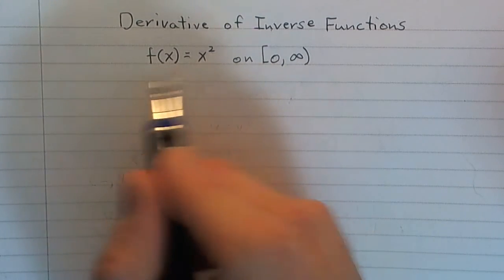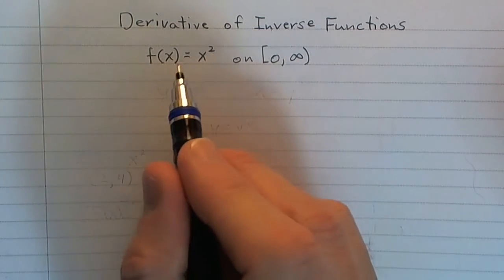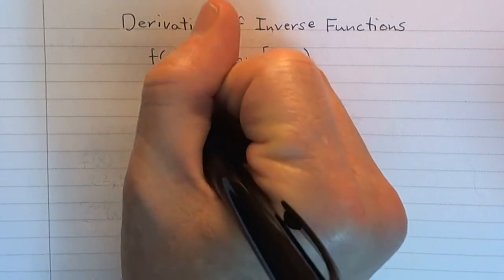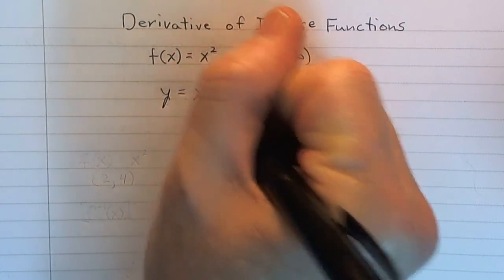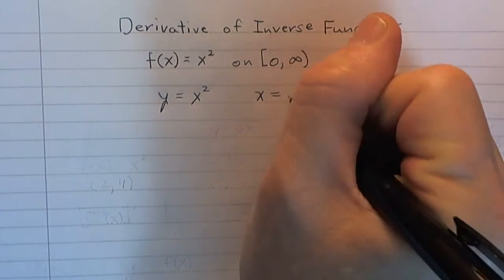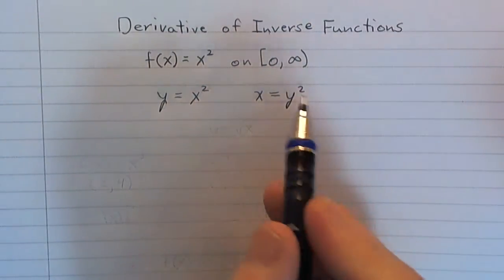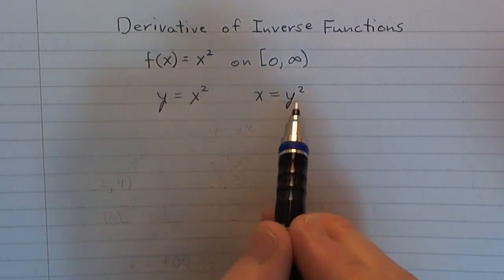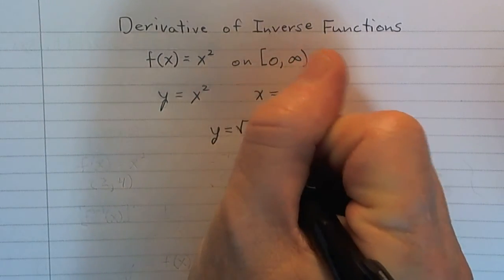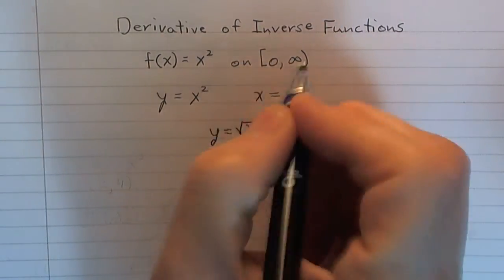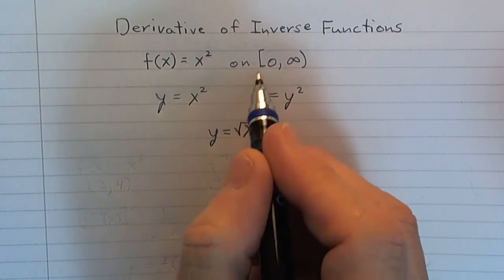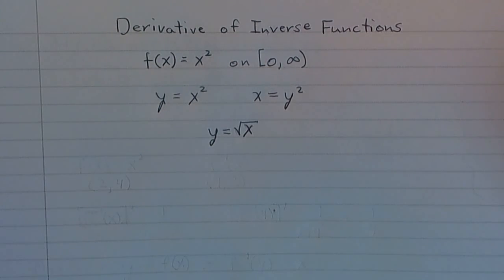Now, I want to go through the process and just find the inverse, and then I'm going to take the derivative of the inverse. So let's look at this. I've got y equals x squared. Remember, you interchange variables. So I swap the x's and the y's, and now I'm going to solve for y. And y equals the square root of x on that interval. So I don't do plus or minus. I'm talking about 0 to infinity.